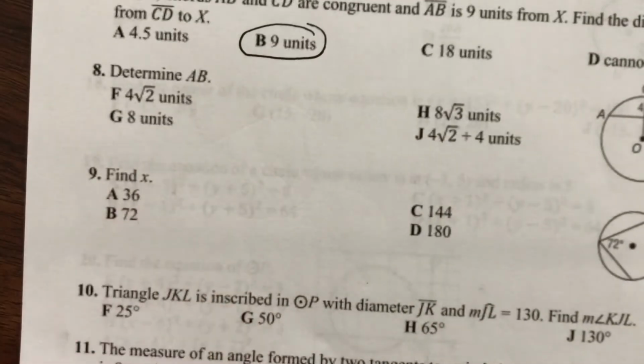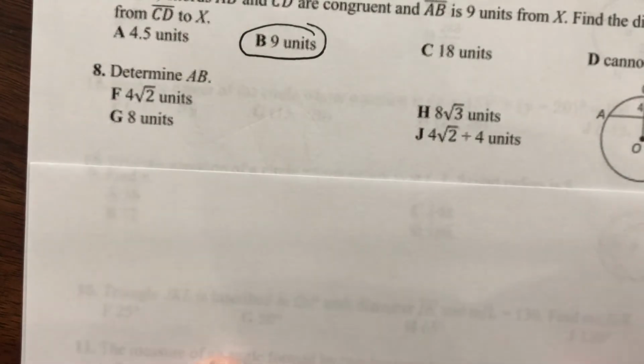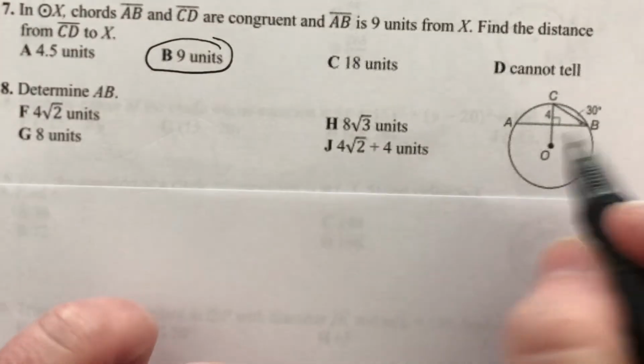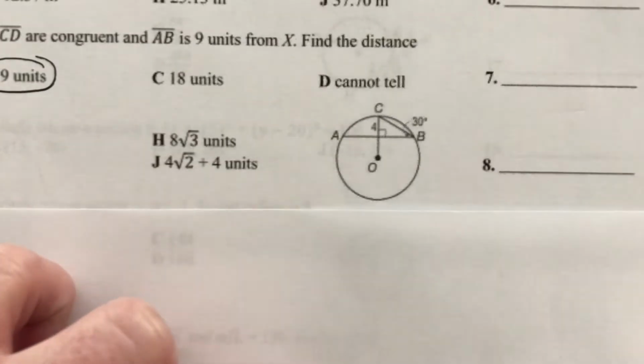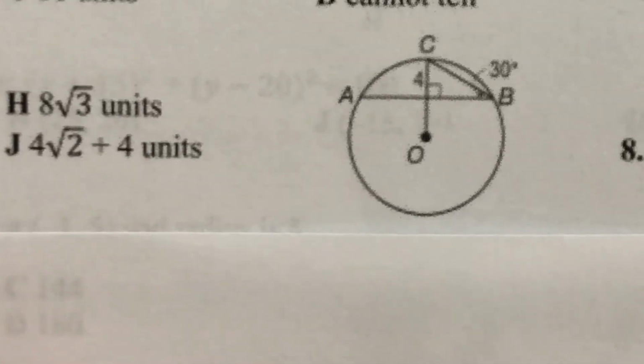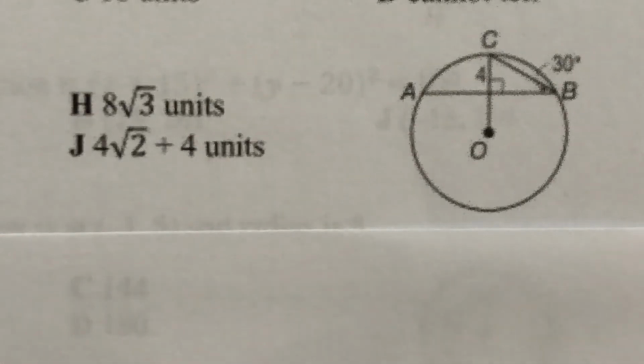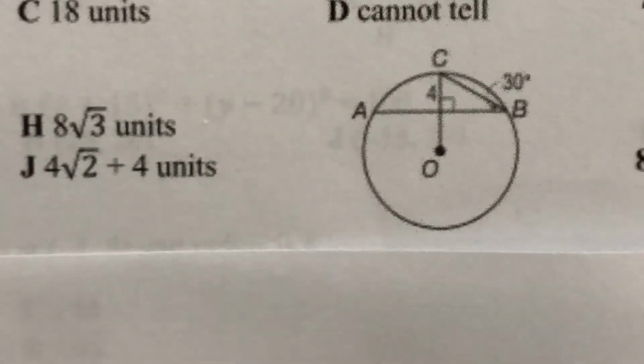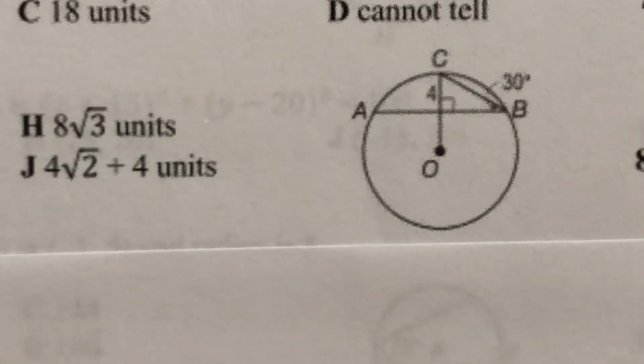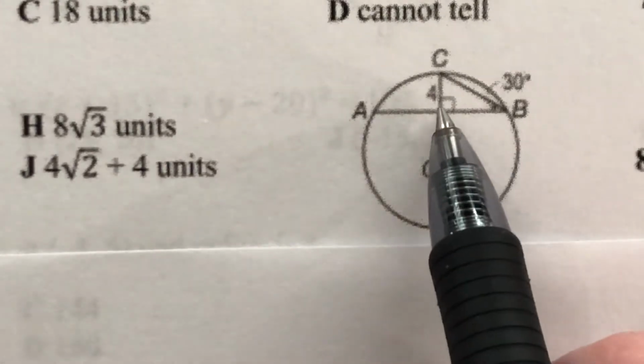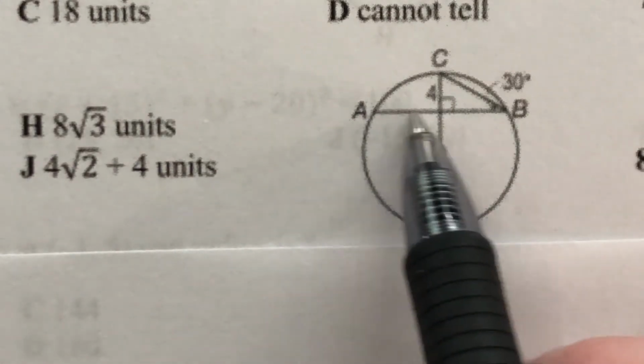Next, number 8, determine AB. And here we go. So we've got to recall some past information or past rules we learned about specific types of triangles. We're always building in geometry. You can never just forget what we learned before. Okay, so we're looking for the length of AB, this entire line right here.